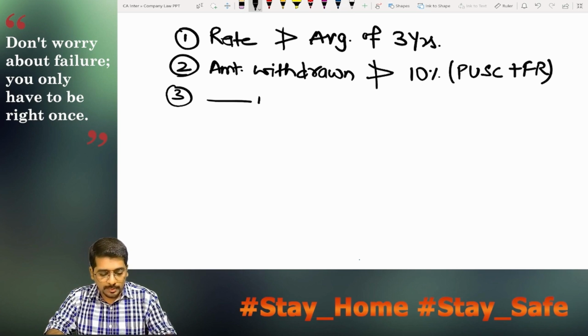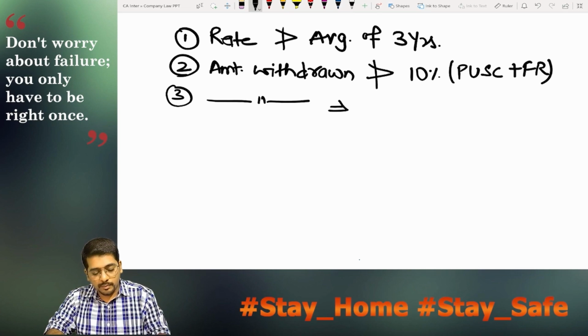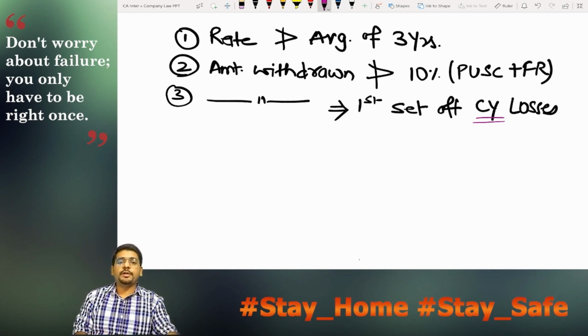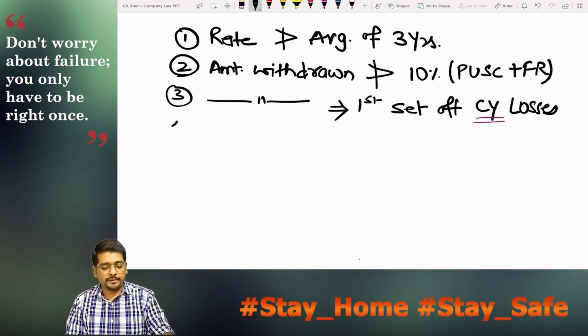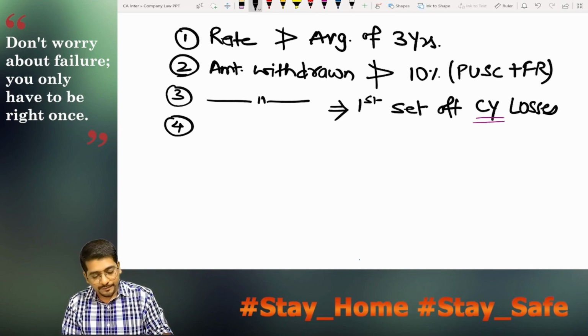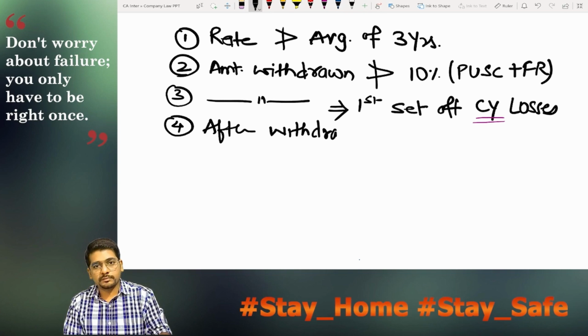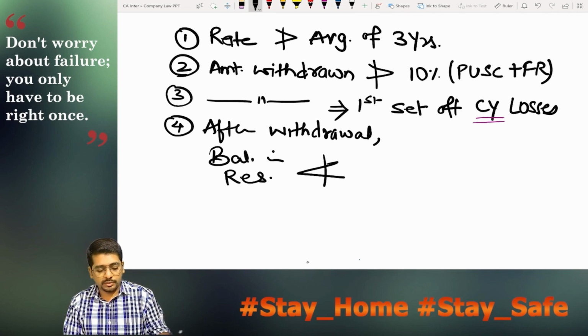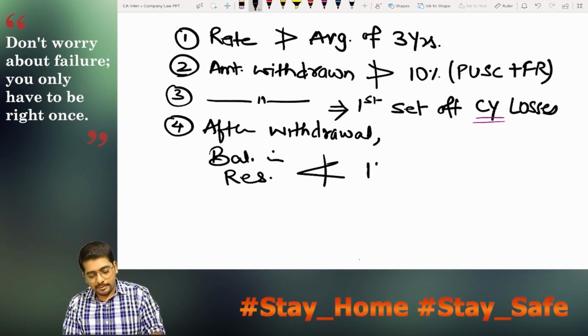Third, they are saying the amount withdrawn, what are they saying for that? First, set off current year losses. Mind you guys, this is important. Current year, current year losses. And the fourth condition that they are giving us is, after withdrawal, how much balance should be there in reserves? Balance in reserves should be not less than 15% of your paid up share capital.